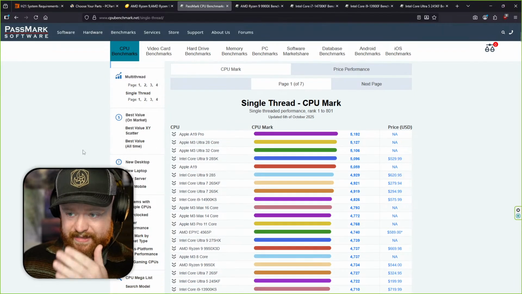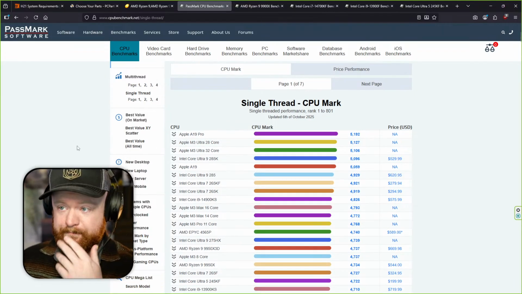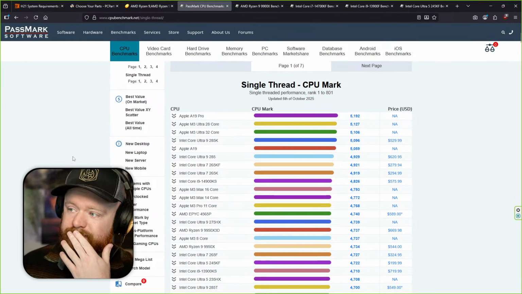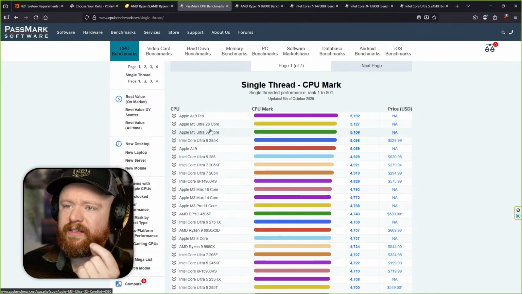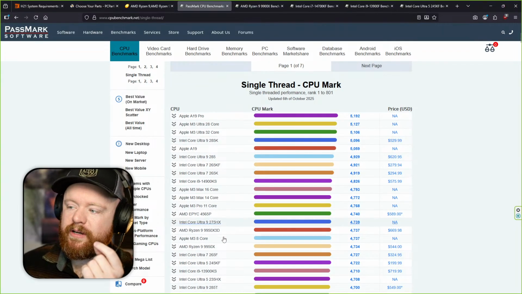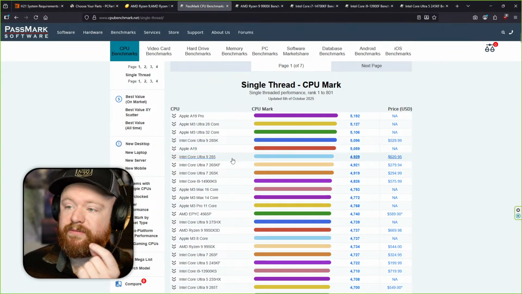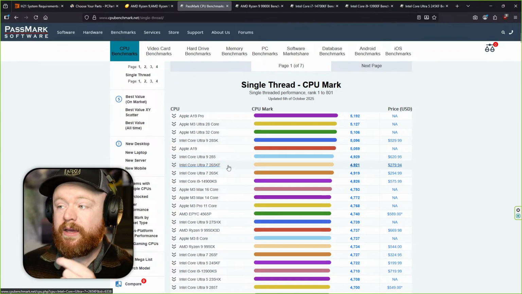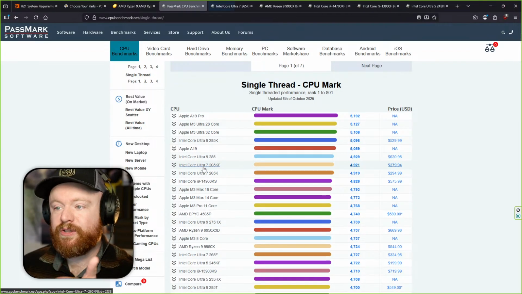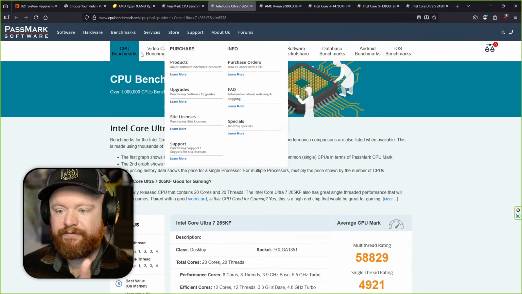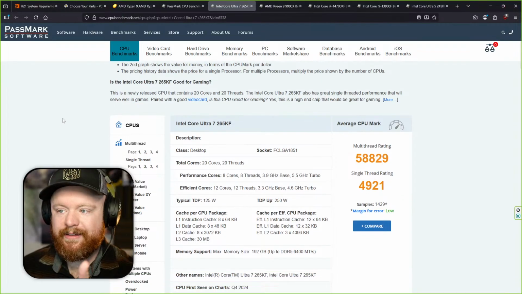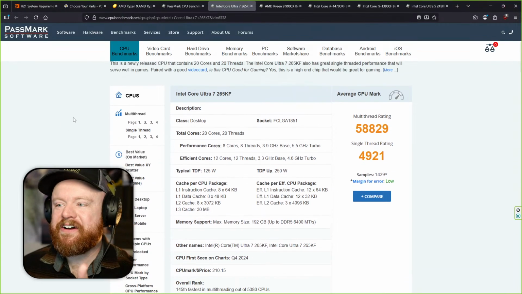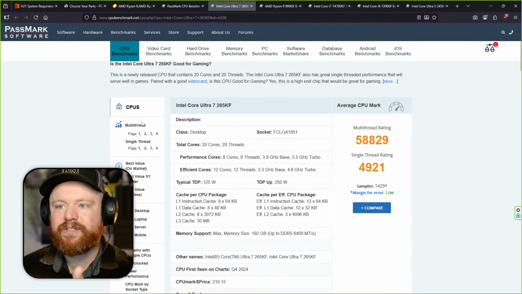And this actually is what I did for my own build, by the way. I just went through here and I started looking at these single-threaded performance CPUs. You'll notice that the pricing is actually pretty good here for single-threaded. And then I just, let's say, took this one, the Intel Core Ultra 7 265KF, this catchy thing. And then I went to see, okay, this has great single-threaded performance. How is the multi-thread? And if the multi-thread's decent, I'll just copy that name.